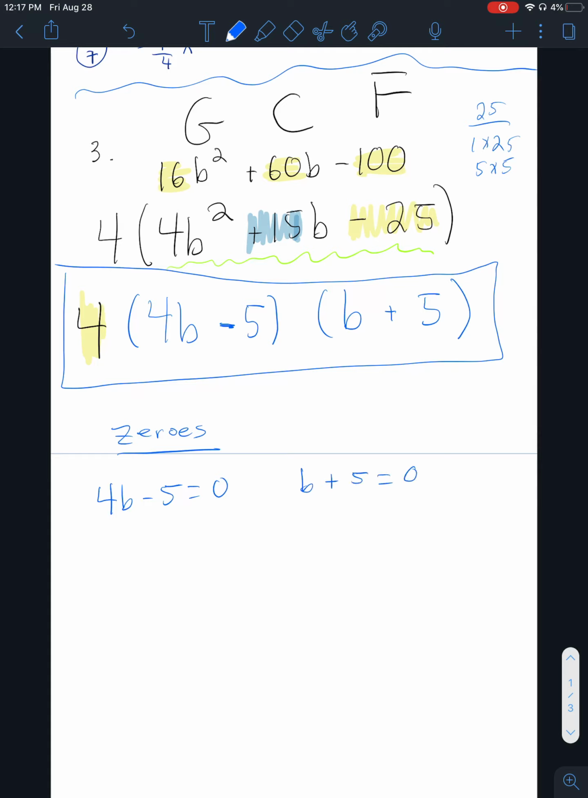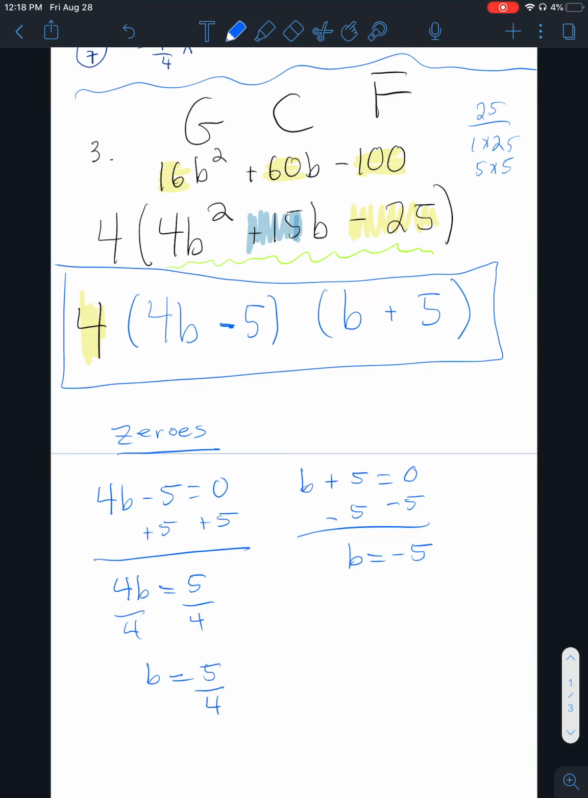And you solve them. Most people feel comfortable with this one. They don't even write -5 because they know it's just going to be the opposite sign. But I want to make sure on this left side that you actually do go through the process of solving an equation, which is going to give you 5/4. So your two answers are b equals 5/4 and b equals 5.